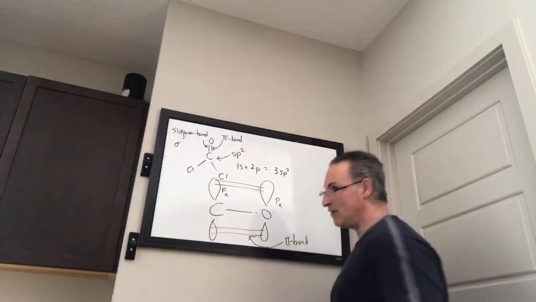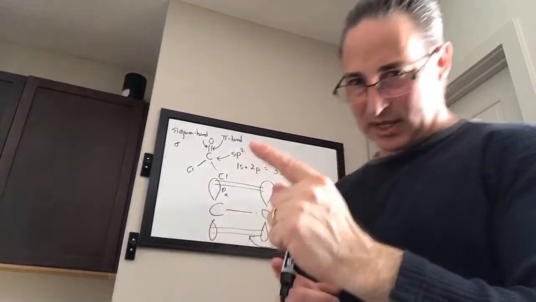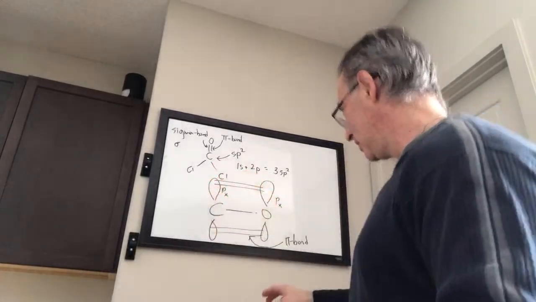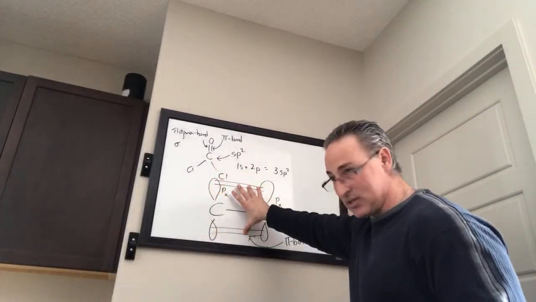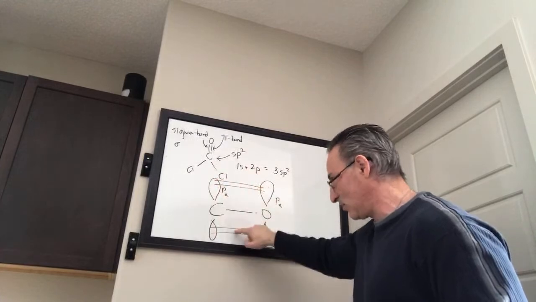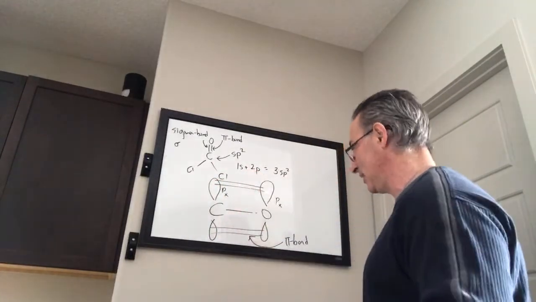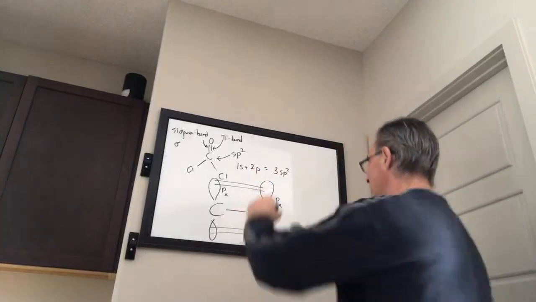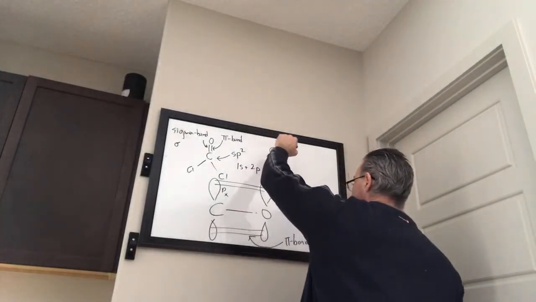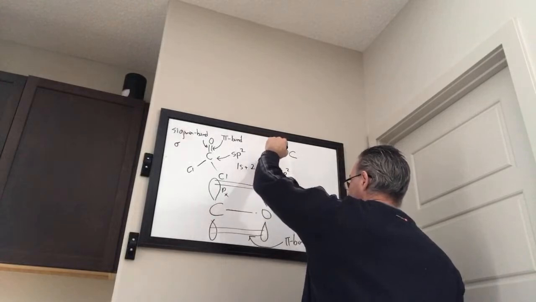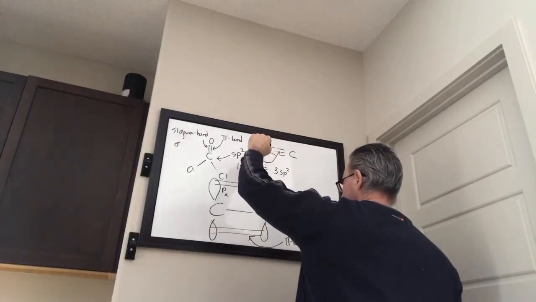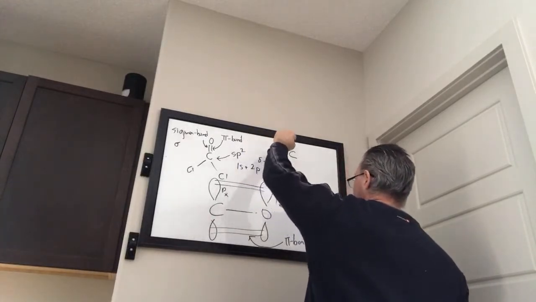So when you have a double bond, it's actually a sigma bond and 1 pi bond. This actually constitutes 1 bond. I know it looks like 2, but it's actually 1 bond. It's like 2 halves. Let's look at it that way. If you have a triple bond, say like you do with acetylene, you'll have 1 sigma bond and 2 pi bonds.